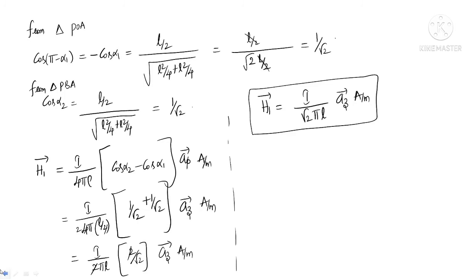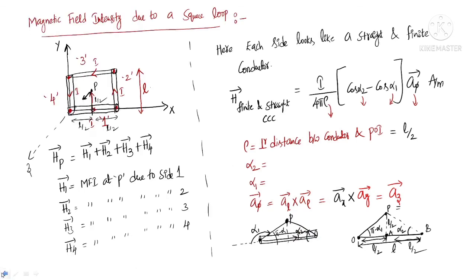Please evaluate, as we have understood how to find H1 bar, which is the field due to the first side, and H2 bar, which is the field due to the second side. You can find the field due to the third side as well as the fourth side. You will get the same answers. Okay, please go through that and check with your answers.